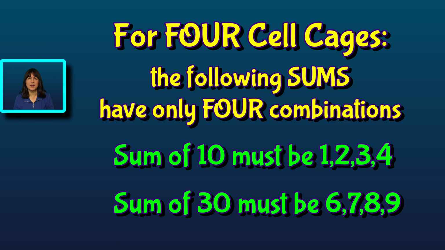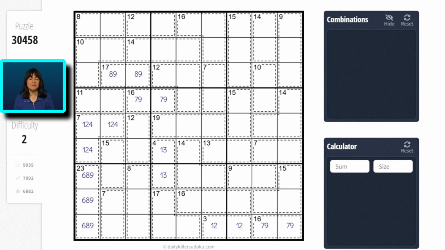Well, here are some combinations you should know for 4-cell cages. If you see a 4-cell cage that sums to 10, it can only be a 1, 2, 3, or 4. And a 4-cell cage that sums to 30 can only be a 6, 7, 8, or 9. So let's see if we have any 4-cell cages that sum to 10. No, I don't see any. And I don't see any 4-cell cages summing to 30 either.